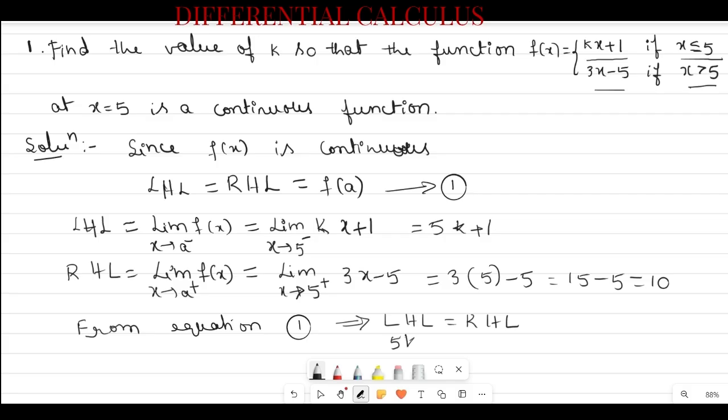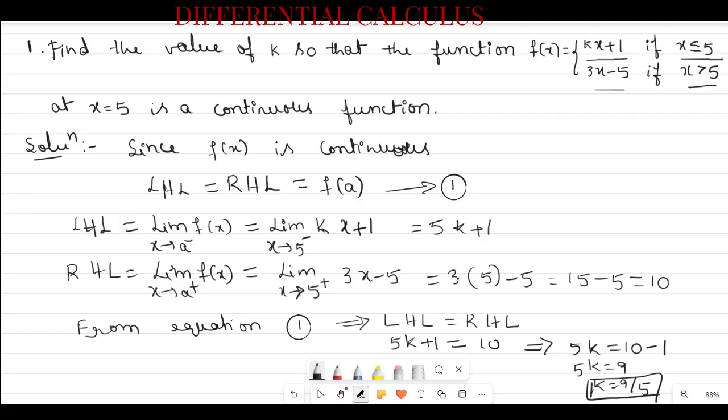In the place, 5k plus 1 is equal to 10. So what will you get after that? 5k is equal to 10 minus 1. So 10 minus 1 means 9. So 5k is equal to 9. Then k is equal to 9 by 5. So this is the k value. K is equal to 9 by 5.